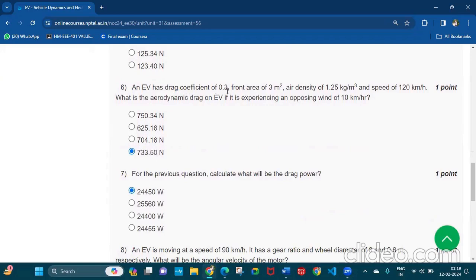Next, number 6. Drag coefficient is given, 0.3. Front area is given, A. Air density is given. Speed is given. What is the aerodynamic drag on the EV experiencing an opposing wind of 10 km per hour?